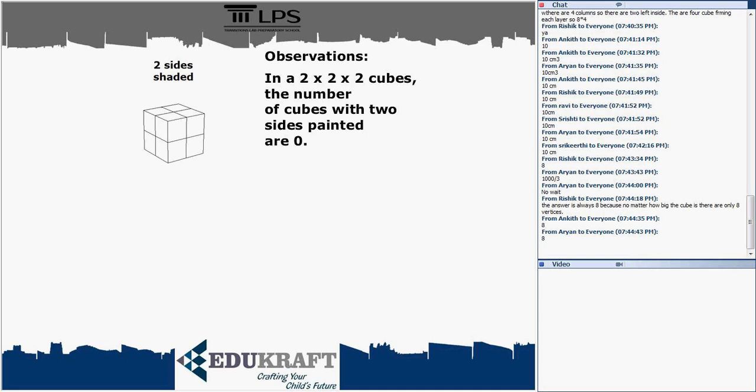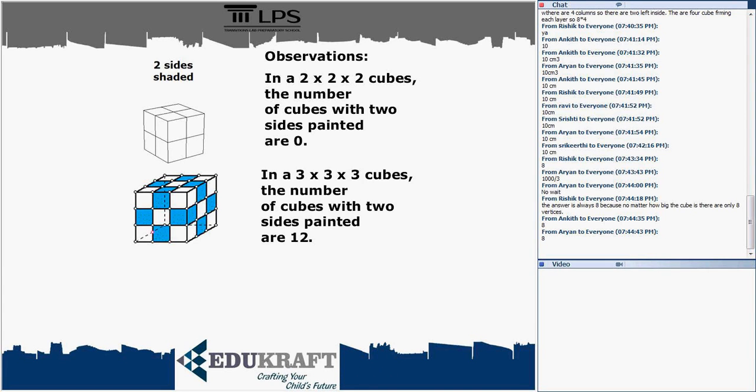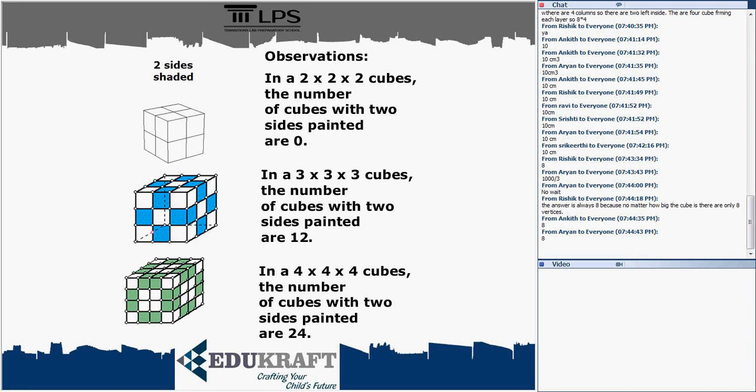In a 2 by 2 by 2 cube, the number of cubes with two sides painted is going to be 12, and in a 4 by 4 by 4 cube, the cubes with two sides painted are 24.